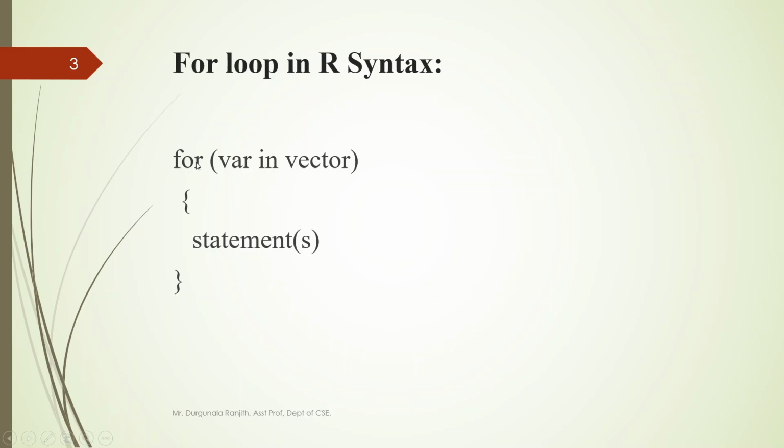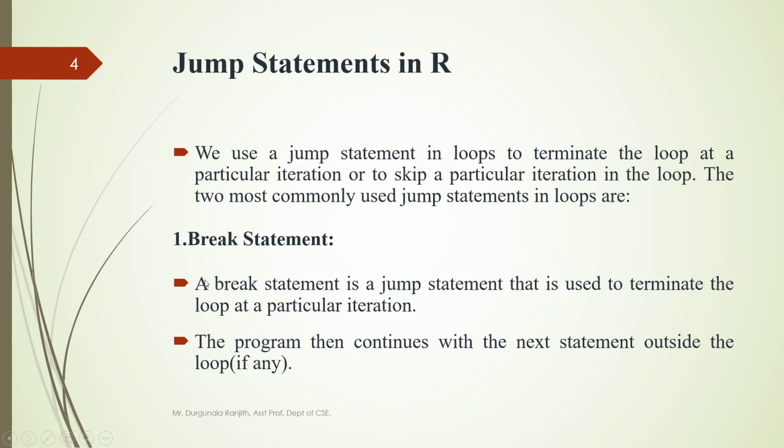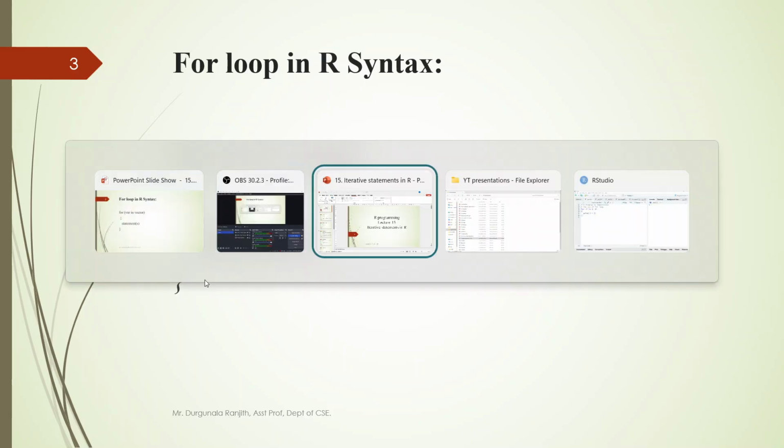Use the keyword for and within the parenthesis you have to give the counter variable. This variable is a counter variable which is used to assign the values one after another, and here it uses the in keyword, which is used to check whether this particular value is available in this particular vector or not. So here we have to give the vector. A vector is a combination of elements, and then open parenthesis, the statements that you have to give, and close parenthesis. So this is the syntax of the for loop. Now let us understand with a program.